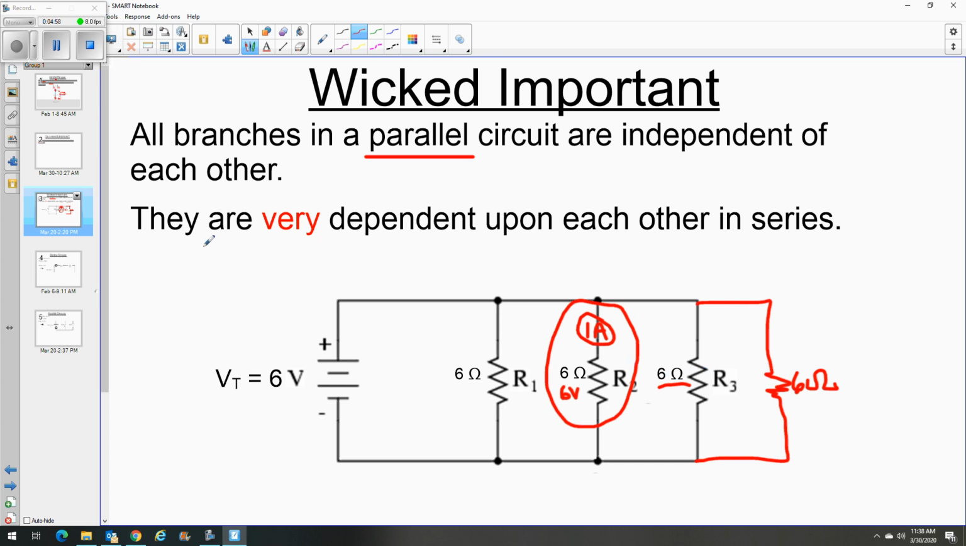This is definitely not true in series. They are very dependent upon each other. If you think about a series circuit, it's one big loop. And if you were to suddenly remove one of those items or open the circuit, then all of the other items would stop operating because it would break the continuous loop that you need for current flow. So in parallel, all branches are independent of each other, not so much in series.